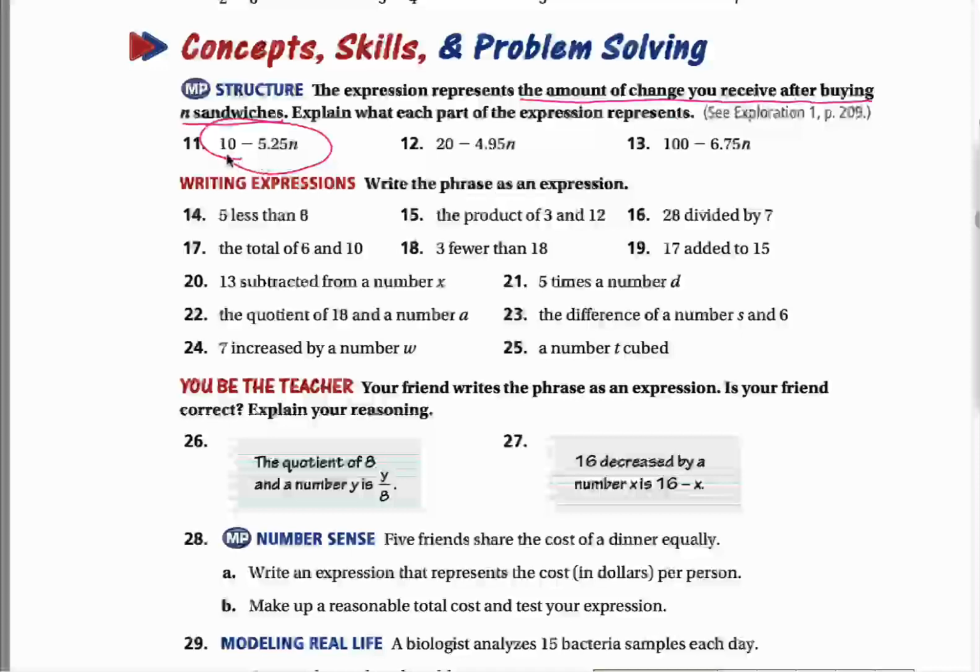Now, let's take it step by step. What is the 10? The 10 is what you have. So you have $10. And what is 5.25N? $5.25N is the total cost. This is the price of what you buy.